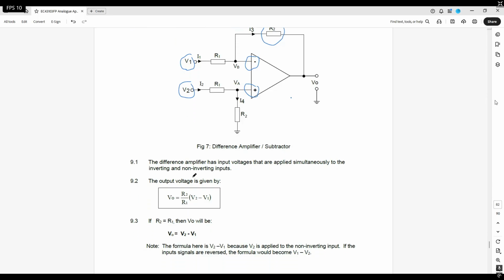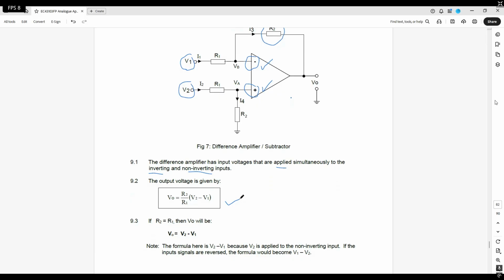All right. First thing they say is the input voltage is applied simultaneously to both the inverting and non-inverting inputs, which is here, inverting and non-inverting. That's what they mean. Then what is the output voltage now? It's given by VO equals (R2 over R1) times (V2 minus V1). So this is the formula to calculate the output voltage for a difference amplifier.